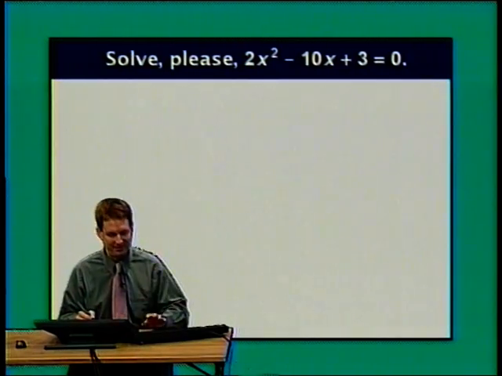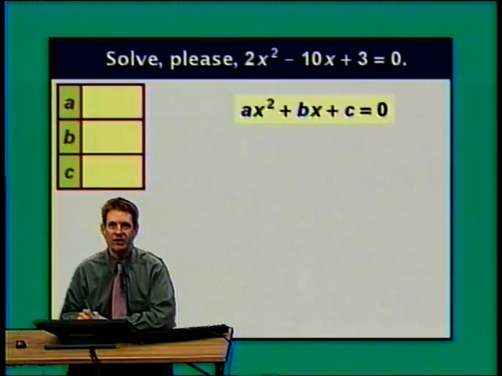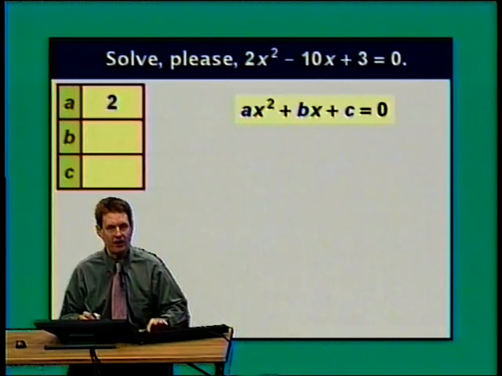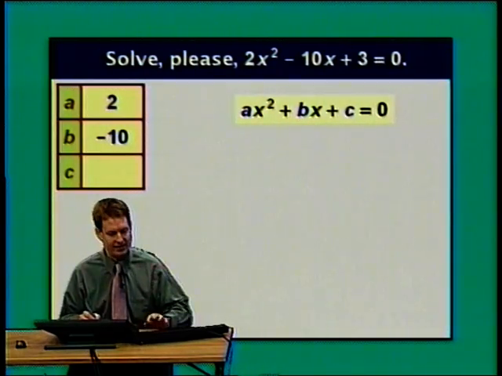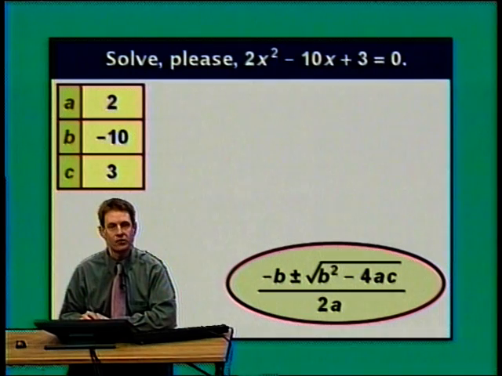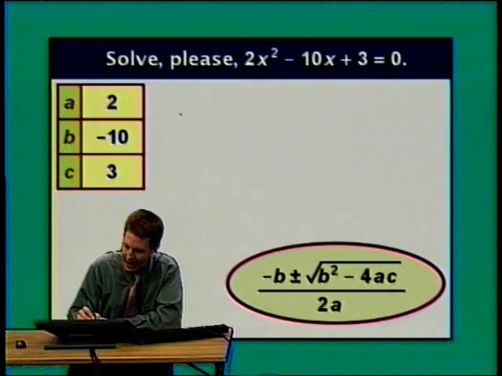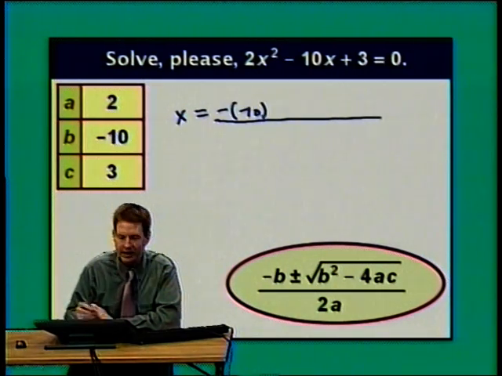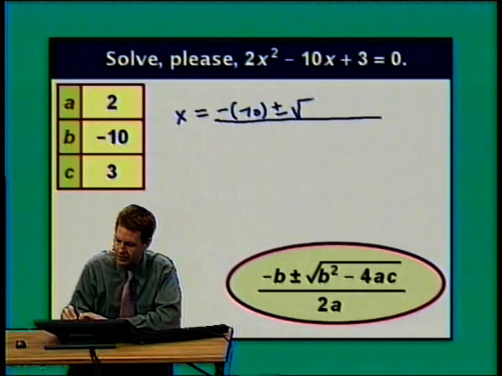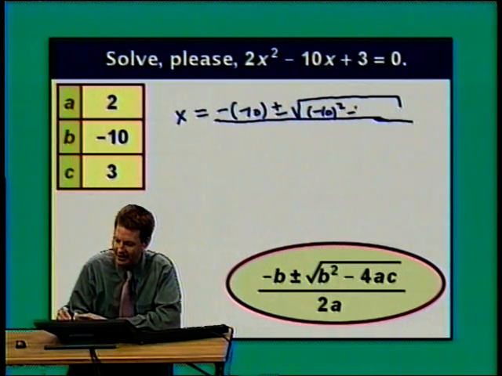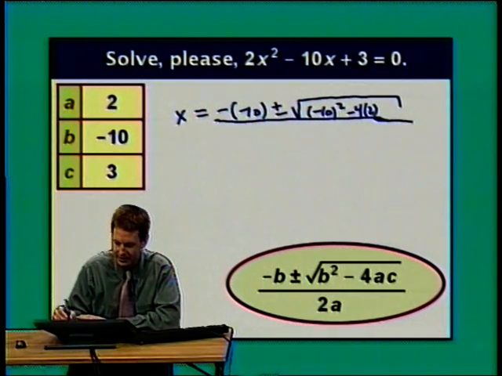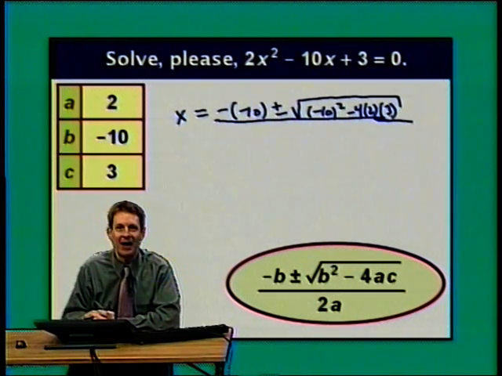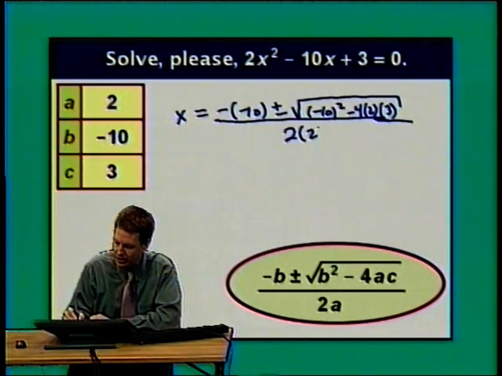Let's work another example. In this example, the coefficient on x squared, that's our value of a, is 2. The linear coefficient, that's our value of b, is negative 10, and the constant is 3. So let's apply the quadratic formula. x equals the opposite of b, so that's the opposite of negative 10, plus or minus the square root of b squared, that's the square of negative 10, minus 4 times a, which is 2, times c, which is 3, and this is all happening over 2 times a. So that's 2 times 2.